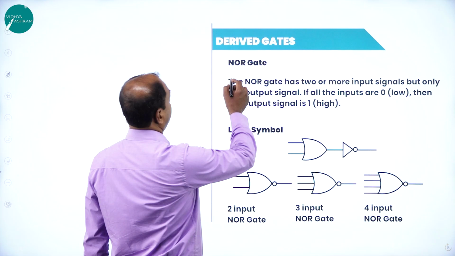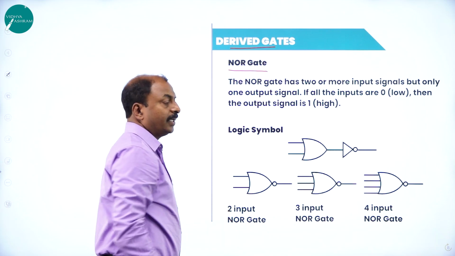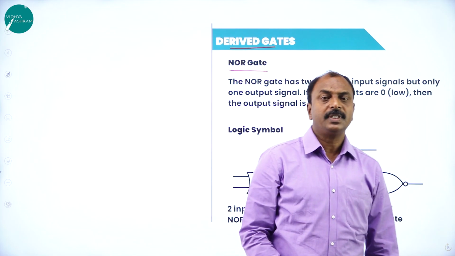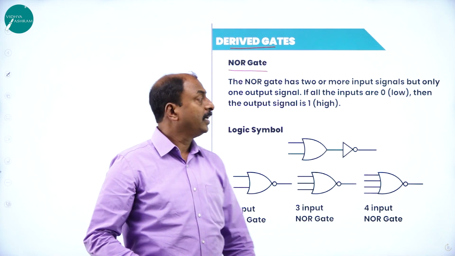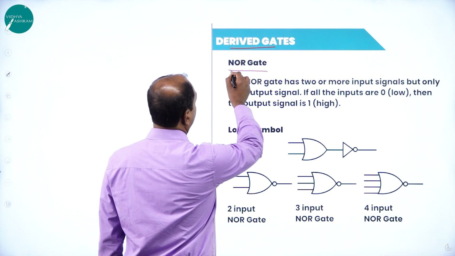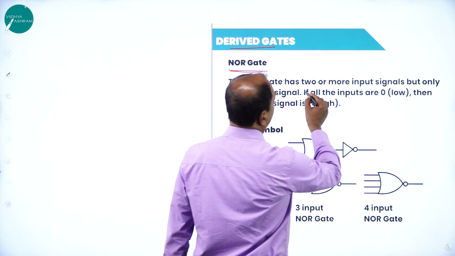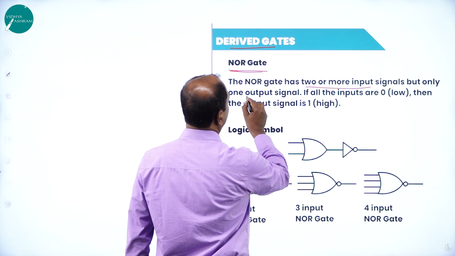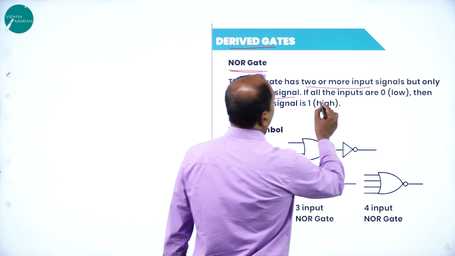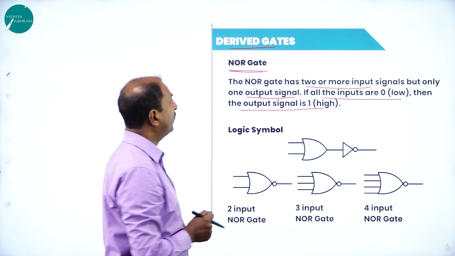In the next slide we see what is NOR gate. So these are nothing but derived gates. What are derived gates? These are the gates which are derived from the basic gates. That is the definition of derived gates. And one of them is NOR gate. What is NOR gate? The NOR gate has 2 or more input signals and always 1 output signal. And what is the definition of this? If all the inputs are 0, then output is high. That's the definition of NOR gate.